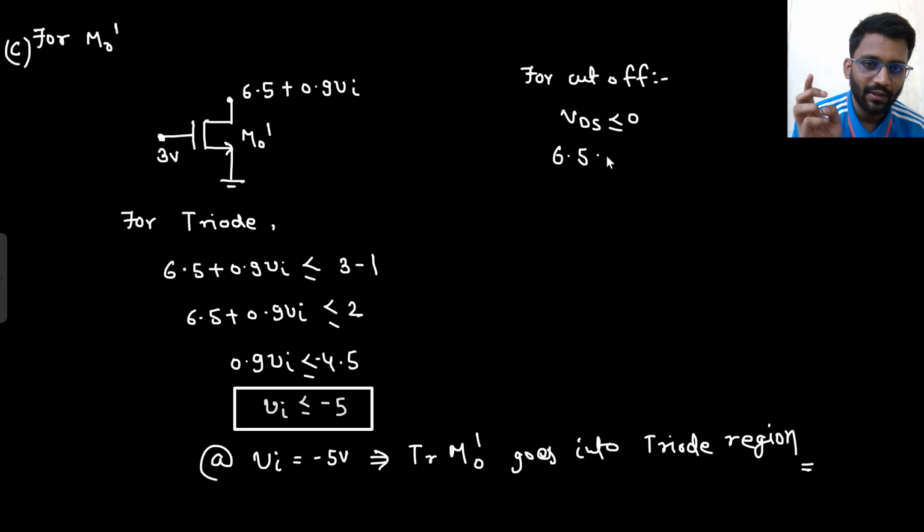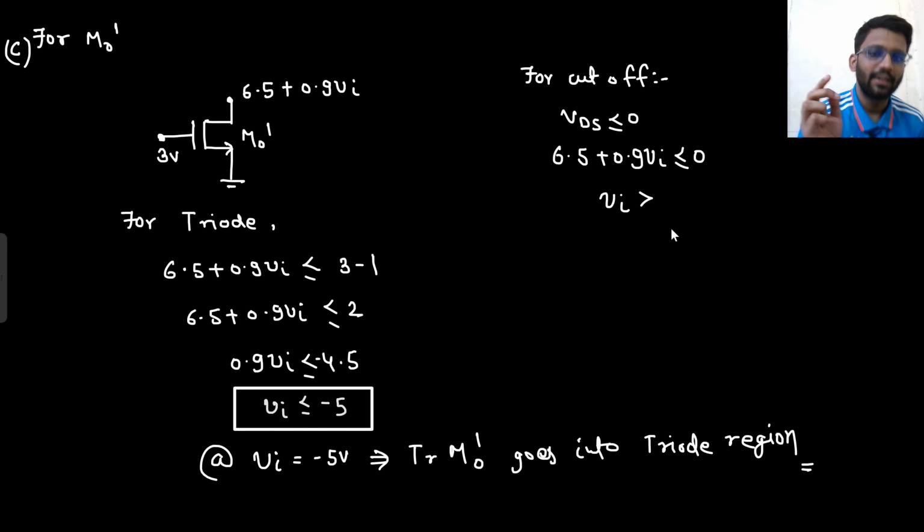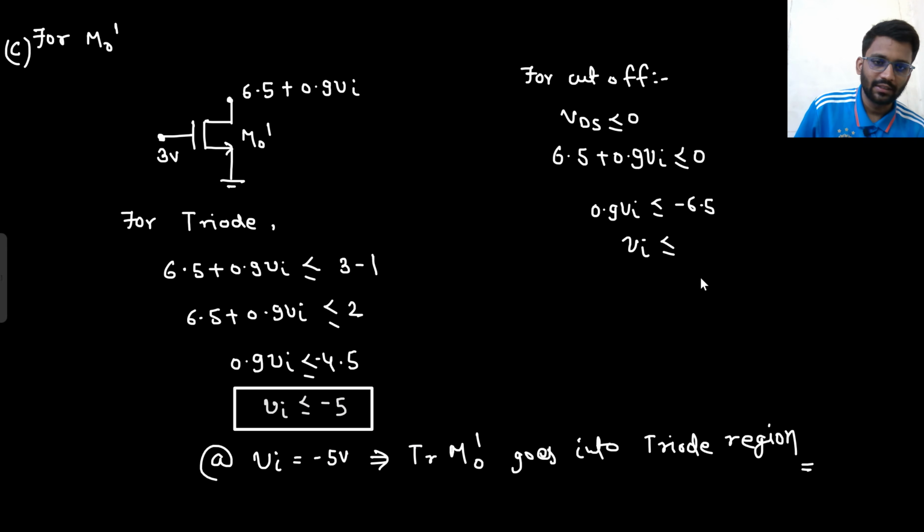So 6.5 plus 0.9 V in should be less than 0. So 0.9 V in should be less than minus 6.5. So V in should be less than minus 65 by 9. What is 65 by 9?